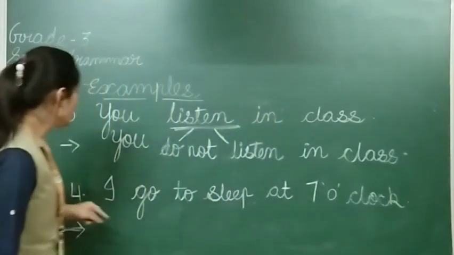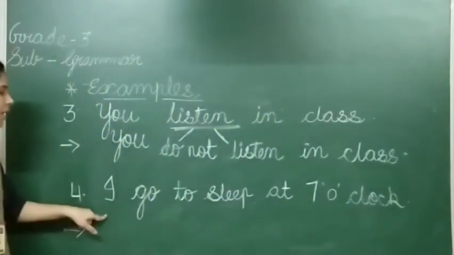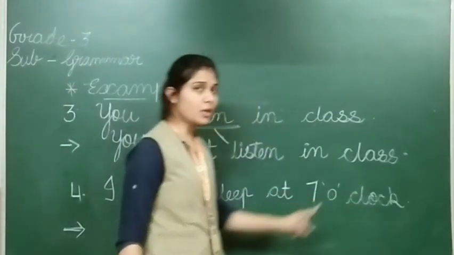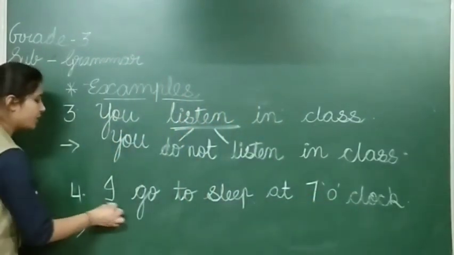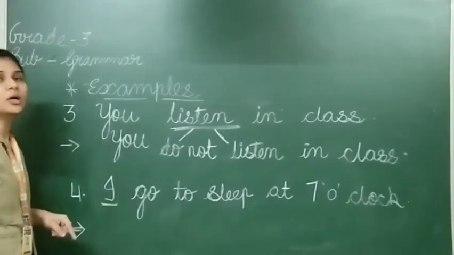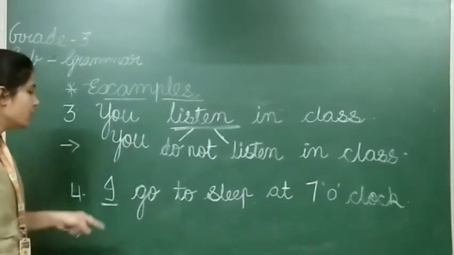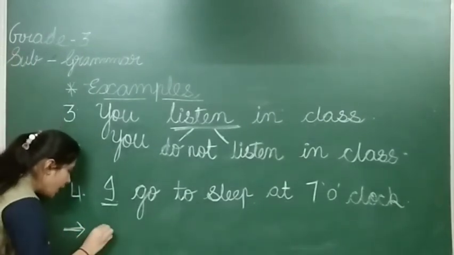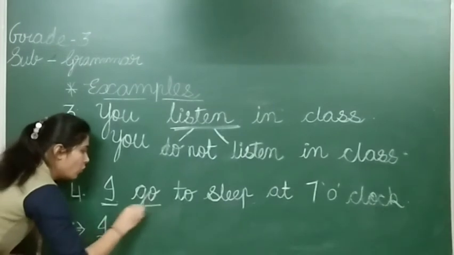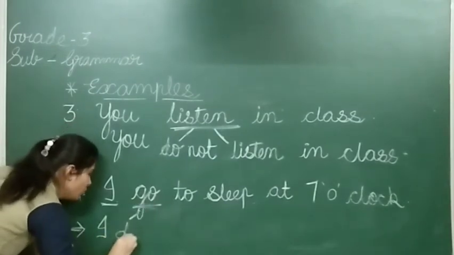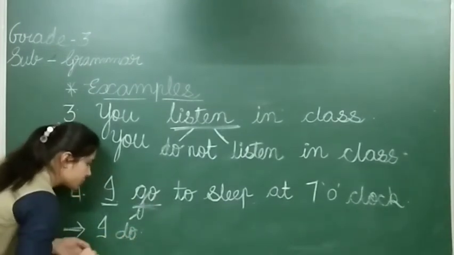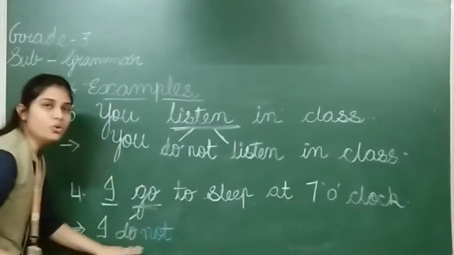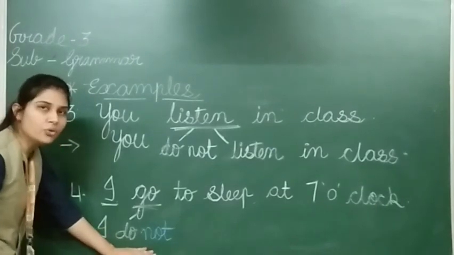Okay. Now next is I go to sleep at 7 o'clock. Here the sentence is starting with I. I comes in the plural noun, right? I comes in the plural noun. So what we have to write first? We have to write I. For go verb we have to write do not, right? We have to add do not.